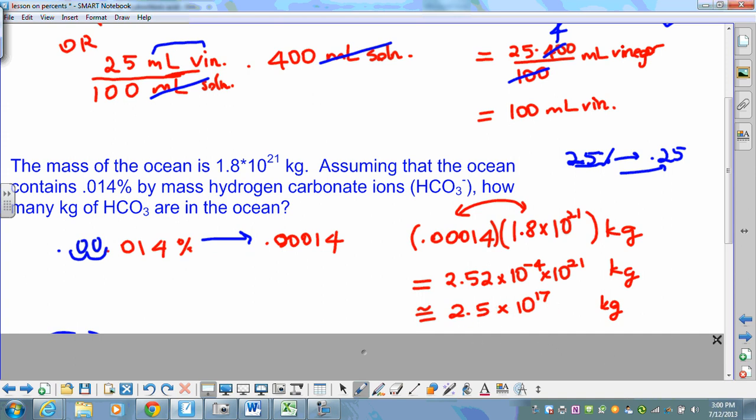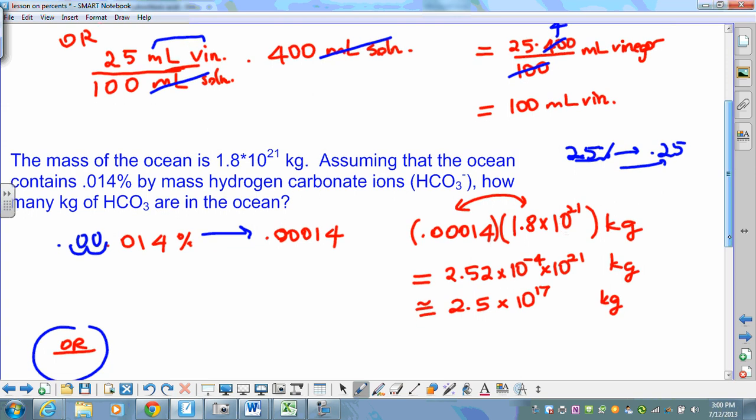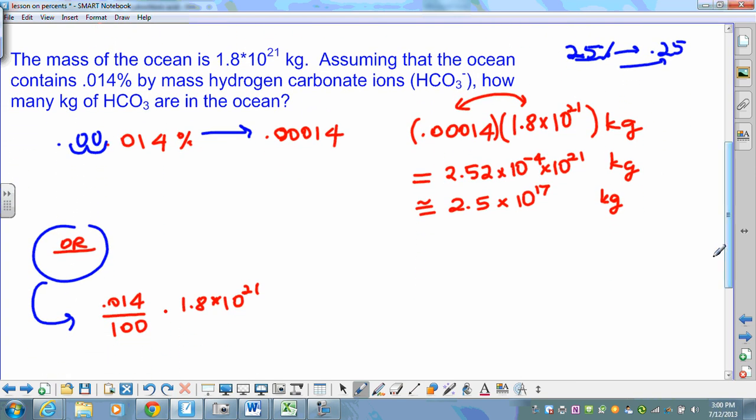And if you're doing it with the division process instead of the decimal process, just take your given percentage, which was 0.014%, and remember, percent means per 100, so you write that as the given value over 100, and then take that quantity, multiply by the given value in kilograms, and you will come up with the same final results.